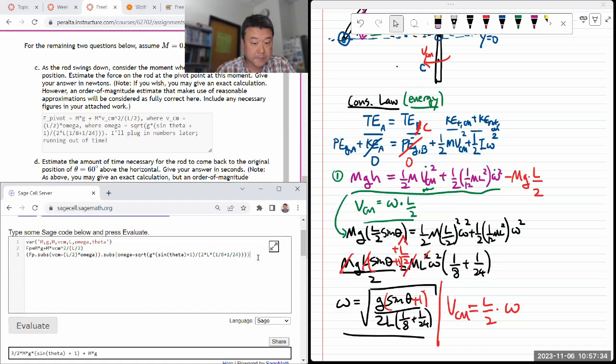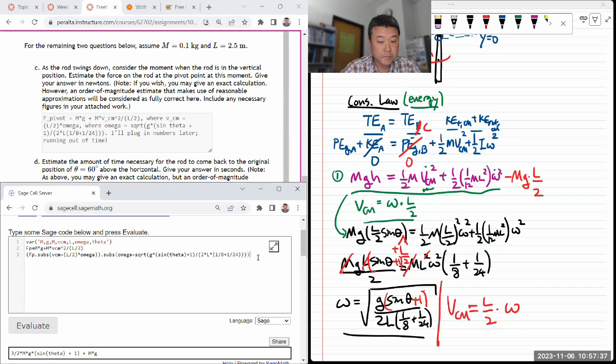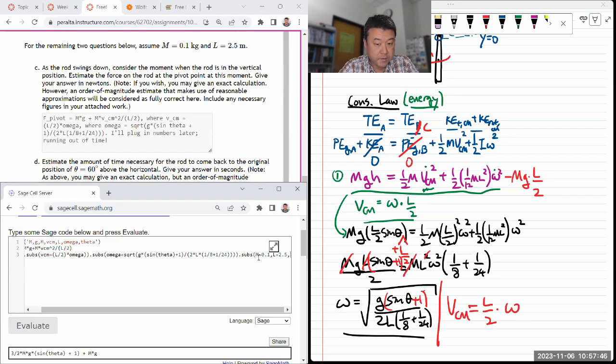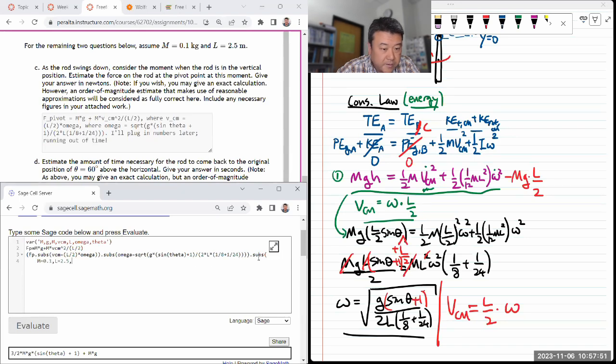Let's plug in everything. So into that expression, I'm substituting in m is equal to 0.1 kilogram, L is equal to 2.5 meters, and actually, I think I can do a line break. Yeah. And what else do I need? I need theta 60 degrees, which is pi over 3. Let me do numerical approximation. Pi over 3, that's 60 degrees. I need a G of 9.8. I think that's everything.